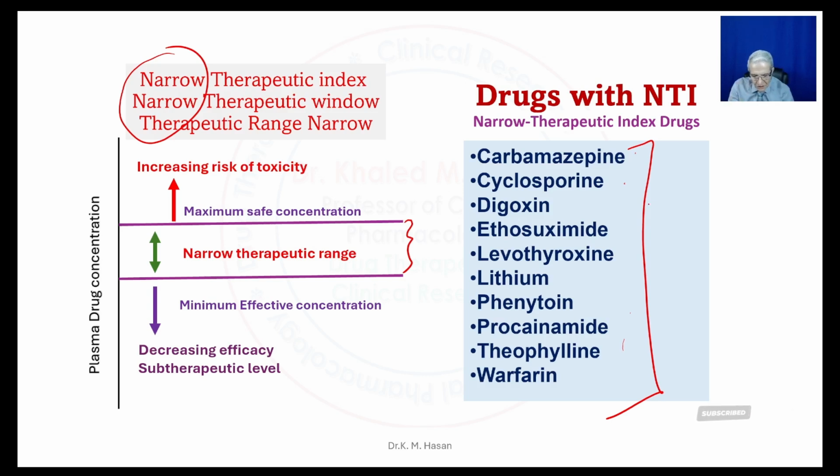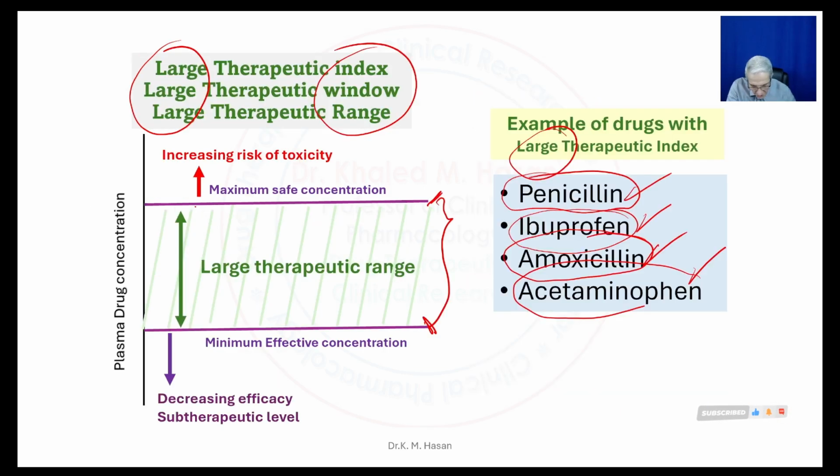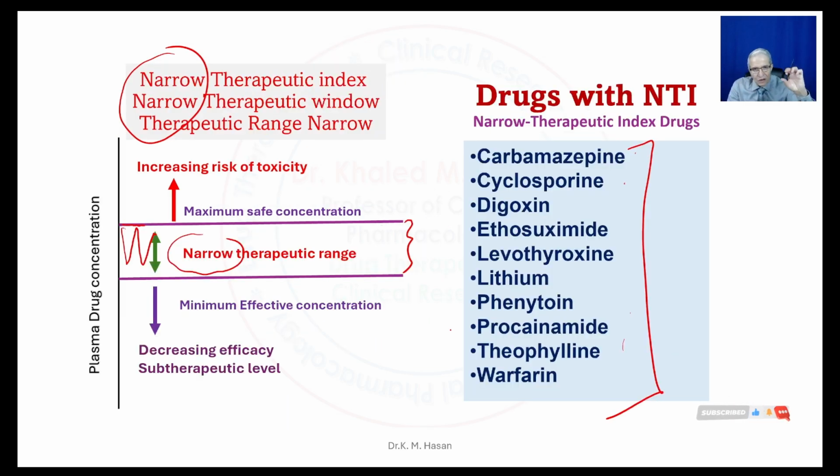So you can see here, the narrow therapeutic window means the maximum effect, the toxic effect, is very close to the normal effect. The window is very small compared with a large window. We have a large window for other medication. This medication demonstrates a narrow therapeutic index and increased risk of toxicity for the patient.